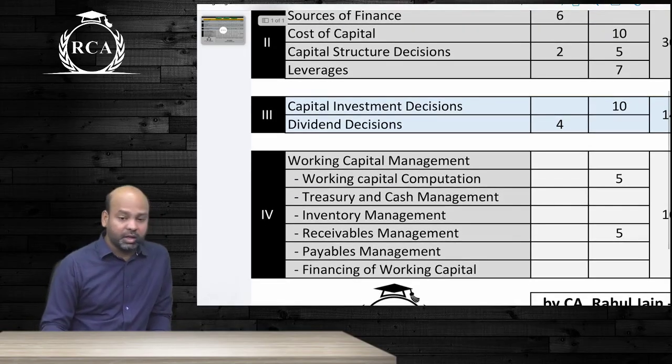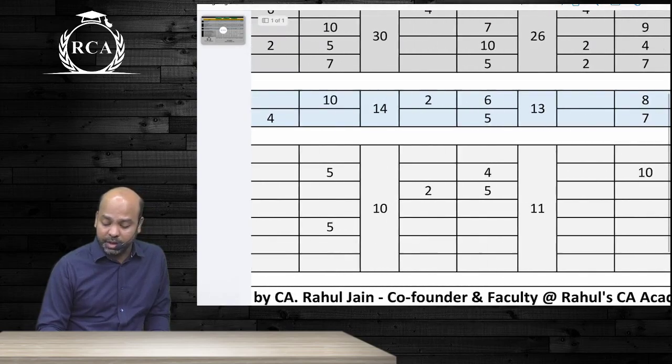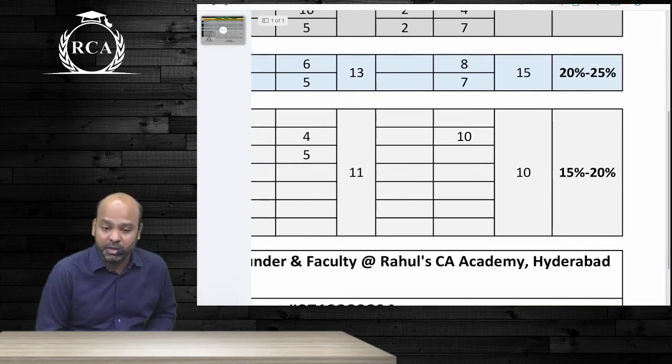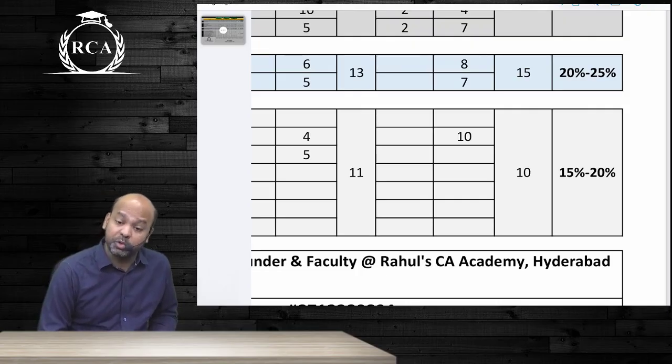The fourth category is the last one, which includes all of it related to working capital management. The weightage is about 10 marks. That includes receivables management, working capital computation, cash budget, payables management, inventory management, सब कुछ included है.